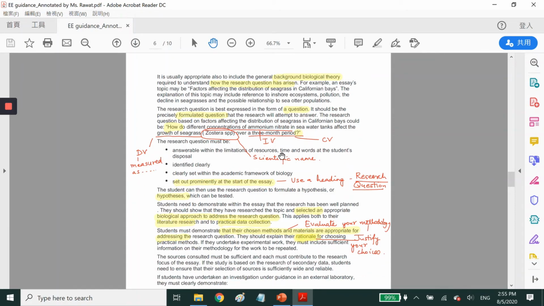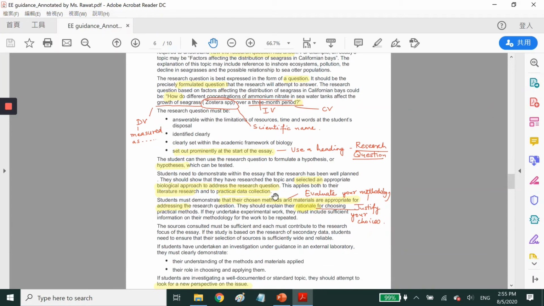Research question: answerable, so based on your resources and time, and clearly in academic writing format. You should mention your topic and your research question at the start of your essay. Usually some students will place their research question as the heading of their essay. It's best that you read this on your own as well. I'm just focusing on some overall briefings.